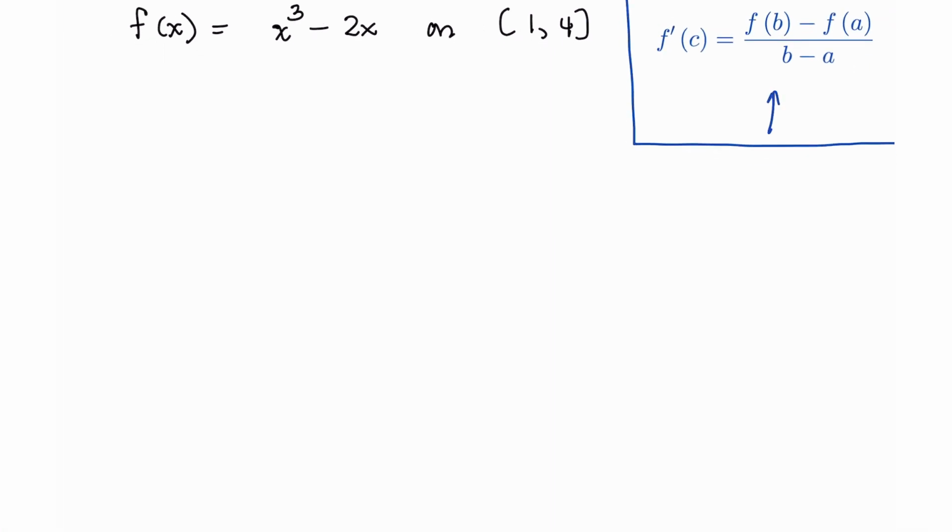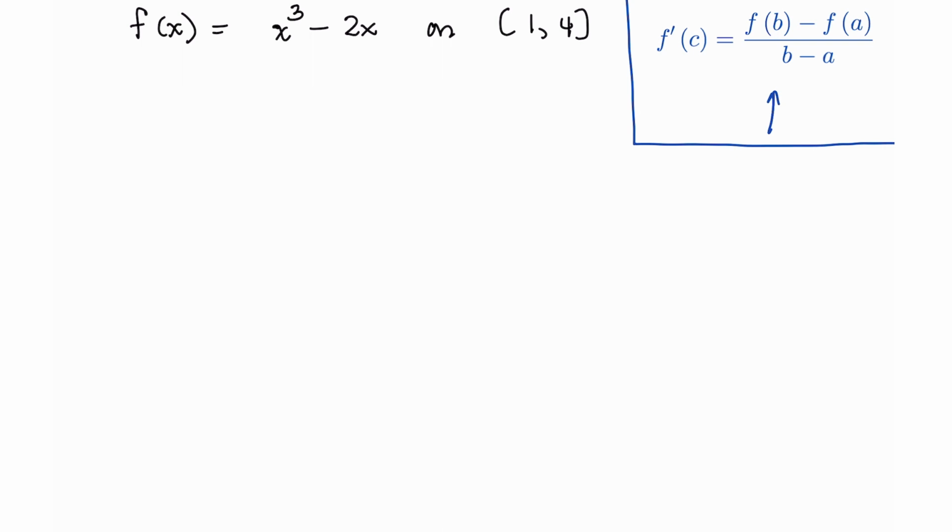So we're saying that the derivative at some point within the interval is equal to the average rate of change over the interval, f of b minus f of a divided by b minus a. So we're going to start here with a function, f of x equals x cubed minus 2x. It is a polynomial, so we know that it is continuous, and it is differentiable on any interval we could use. We are going to use the interval 1 to 4.